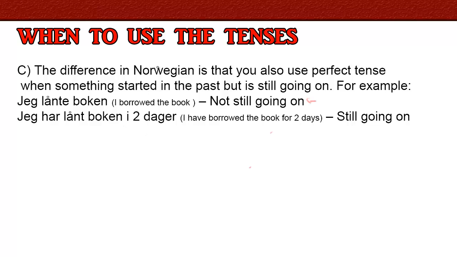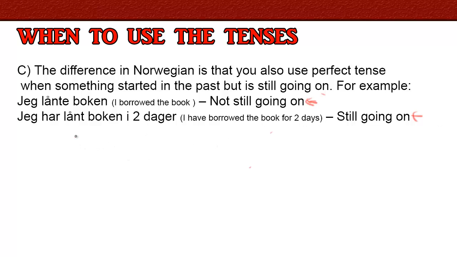In Norwegian we use the regular perfect tense, not without the verb to be, just when something started in the past but is still going on. For example, jeg lånte boken, I borrowed the book, not still going on. Jeg har lånt boken i 2 dager, I have borrowed the book for 2 days, still going on. I'm still borrowing the book.